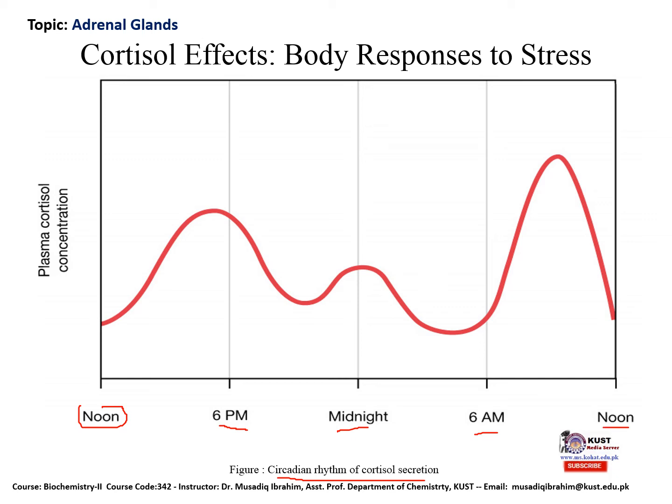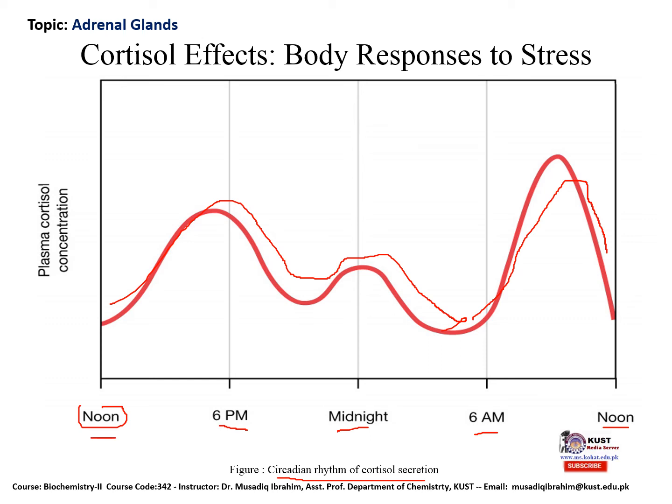So you can see that there is an increase, then decrease, then a certain increase, and then a lot of decrease, and then a large increase in the amount of the secretion of cortisol taking place in the human body. So let's start from the noon, which is from 12 o'clock.